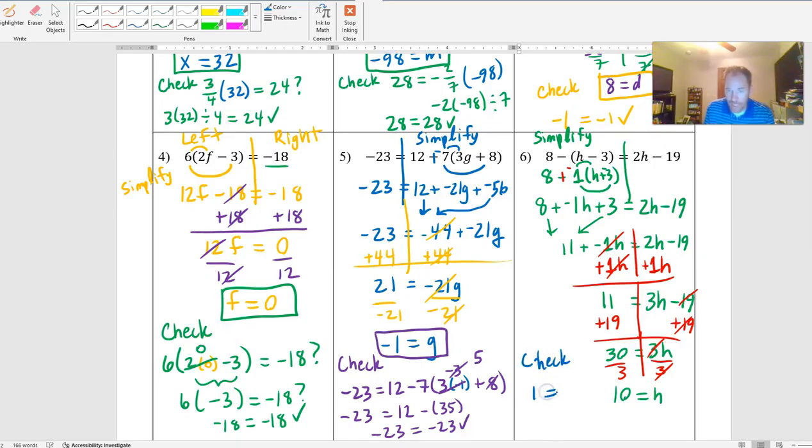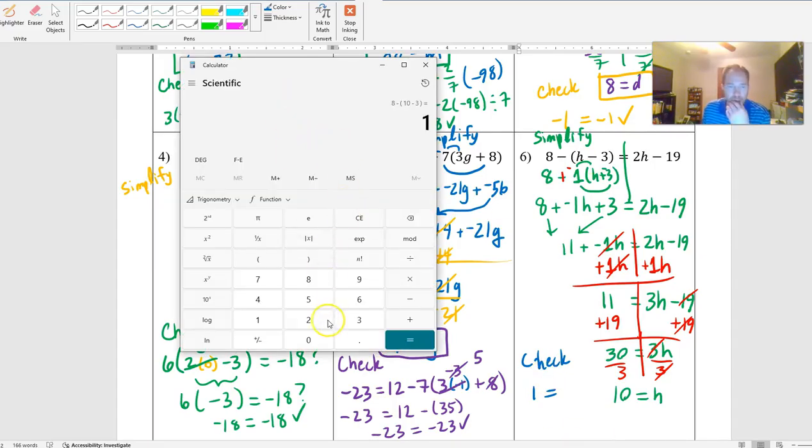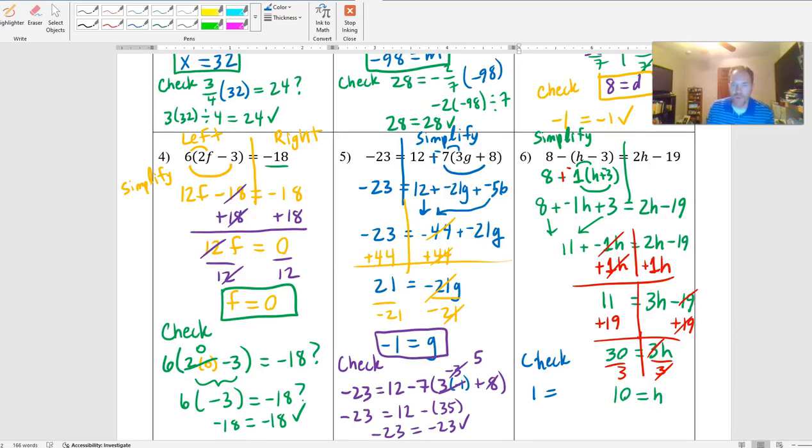Let's see, what do we get? I hope I get on the right side, I hope I get a positive 1. So let's see if we can get that calculator back. There it is. So the right side, 2 times h, but I think h is 10, and we subtract 19, and I think, yep, there we go. We get positive 1. So 10 as a value for h seems good.